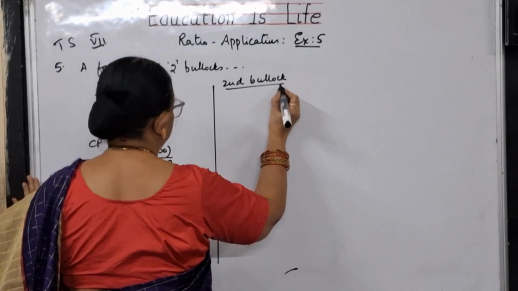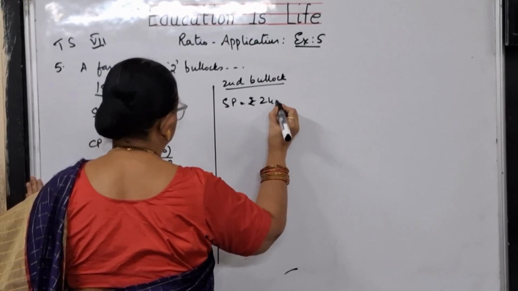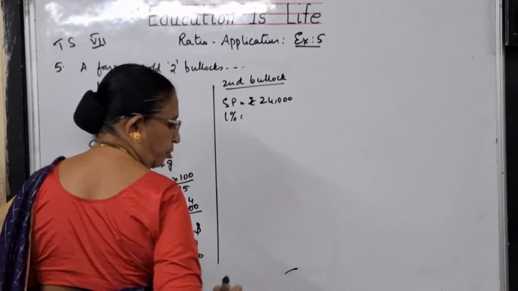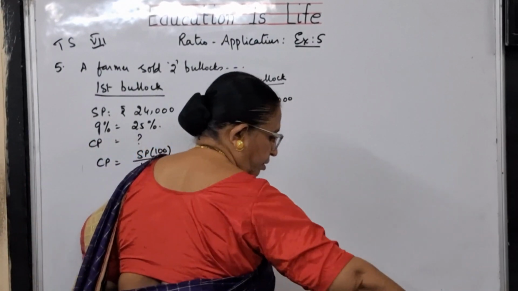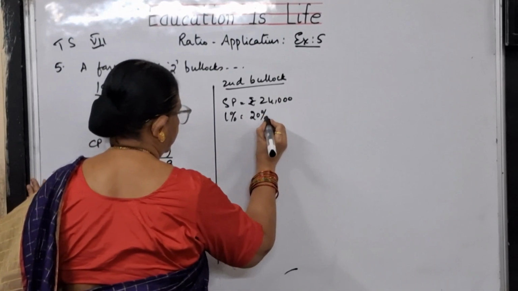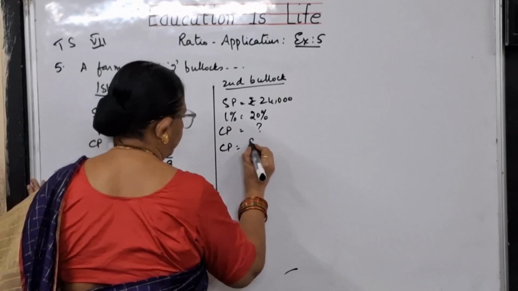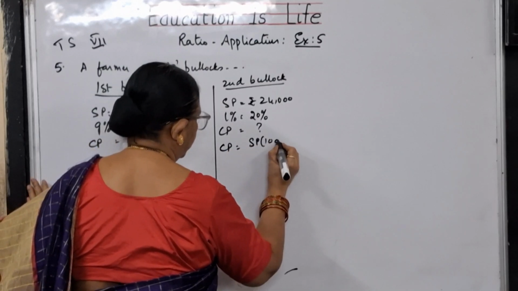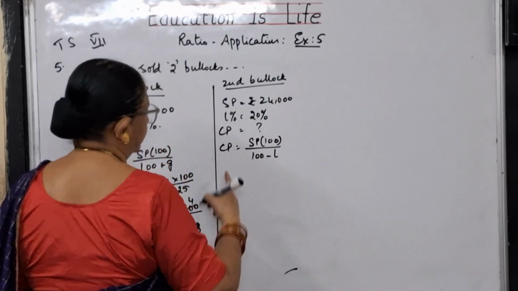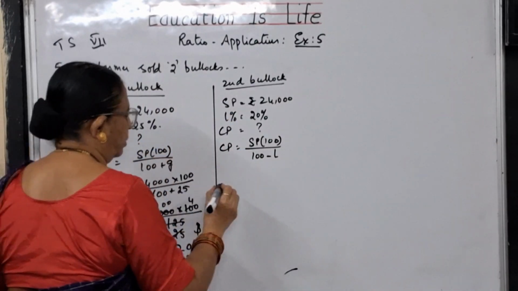For the second bullock, the selling price is the same, that is 24,000, and the loss percent is 20%. So find out what the cost price is. Cost price is equal to selling price into 100 by 100 minus loss, because loss means negative, minus. Gain means plus, you will write.